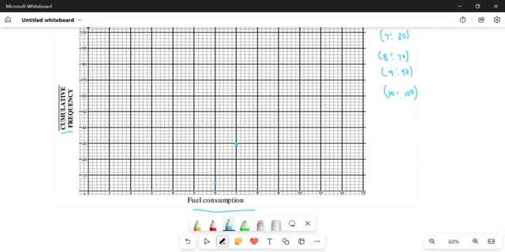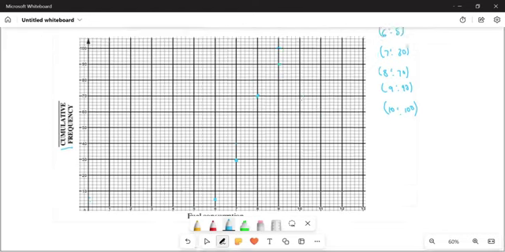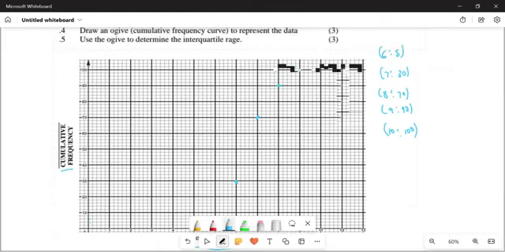8 goes with 70. It's here. Yes. Okay, we have 9. 9 goes with 90. Okay. And then after that, we have 10 and 100. We have 10, which goes with 100. 10 and 100. Okay. And then you can connect your dots.